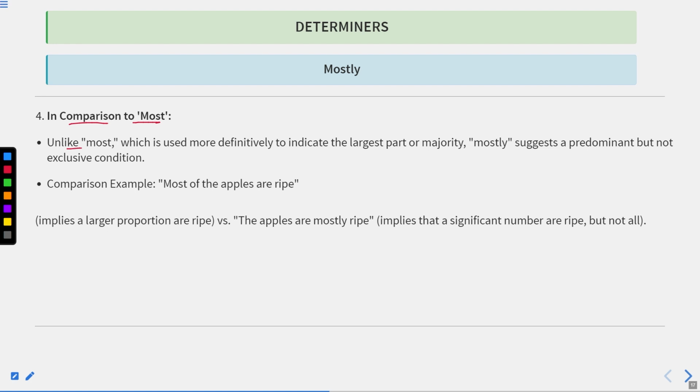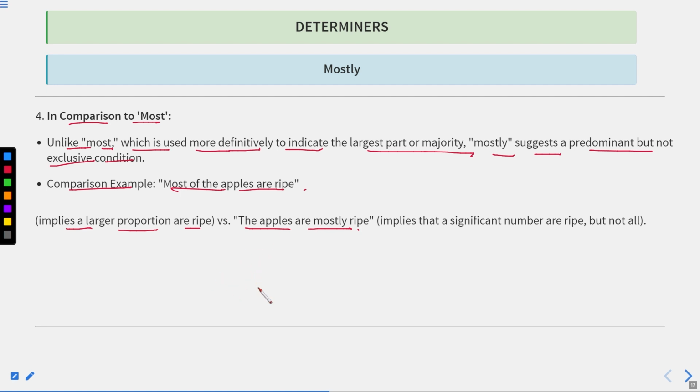In comparison to most, which is used more definitively to indicate the largest part or majority, mostly suggests a predominant but not exclusive condition. Comparison example: most of the apples are ripe implies a large proportion are ripe, versus the apples are mostly ripe. Now, when I say most of the apples are ripe, it means a larger proportion are ripe. Suppose there are 100 apples, so a larger number, you can say 95, are ripe.